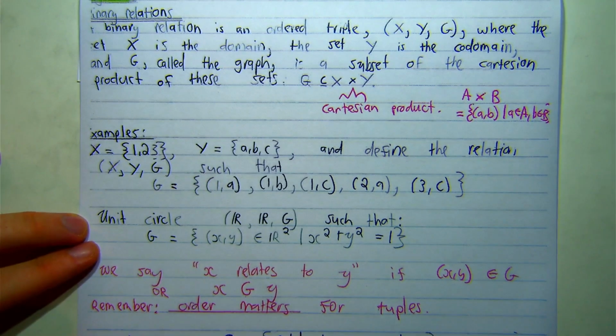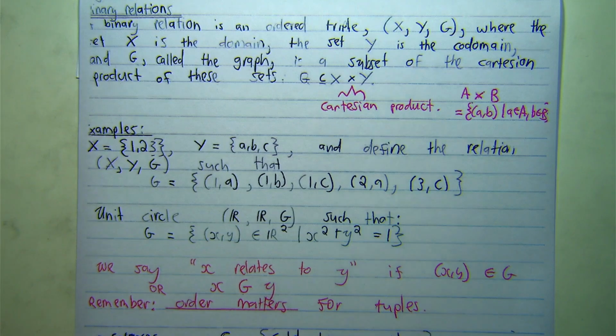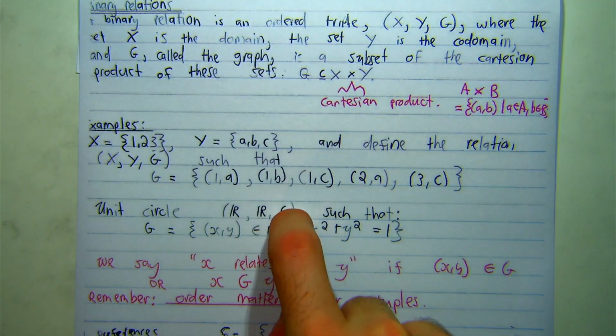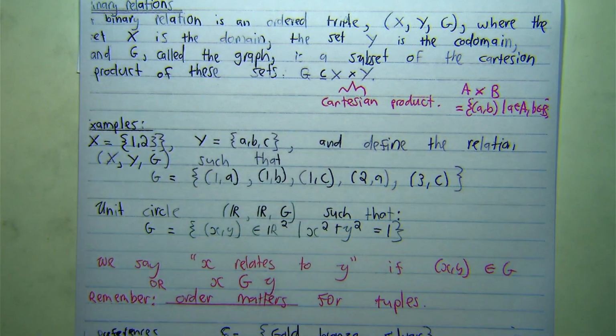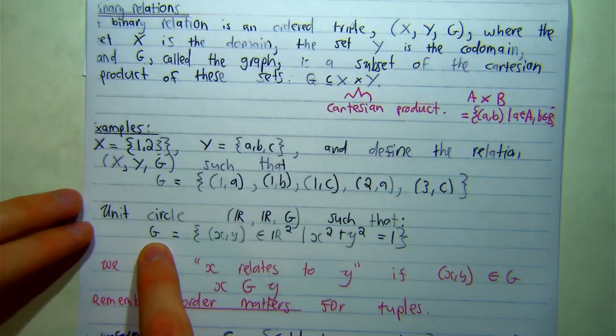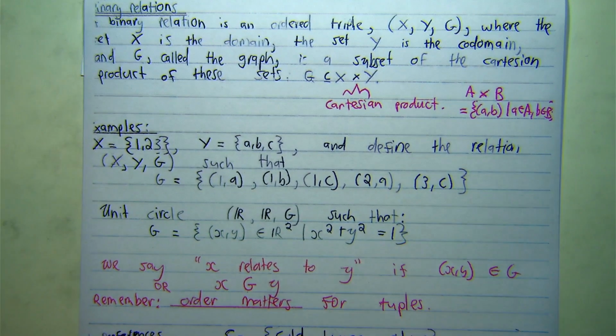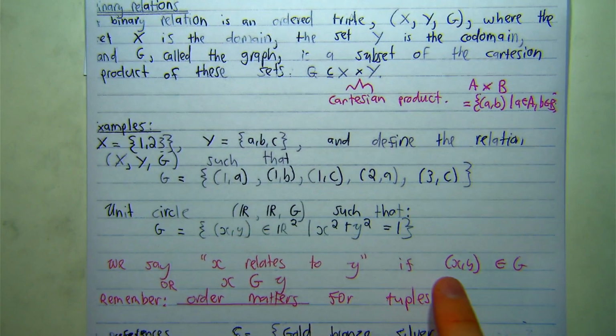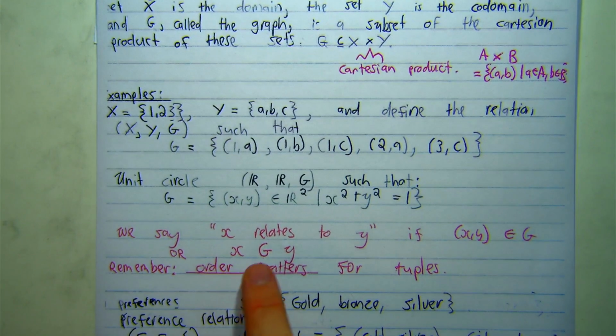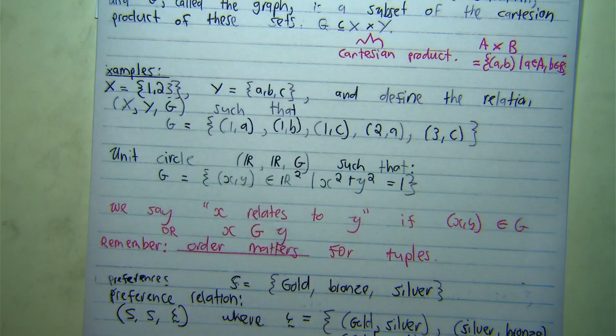Another example of a relationship is actually the unit circle. You could say two real numbers relate to each other if they are on the unit circle together. So the set of relations will come from any X and Y where X squared plus Y squared is equal to 1. We say that X relates to Y if (X, Y) is a part of G, or X G Y. And remember, the order matters here for tuples.